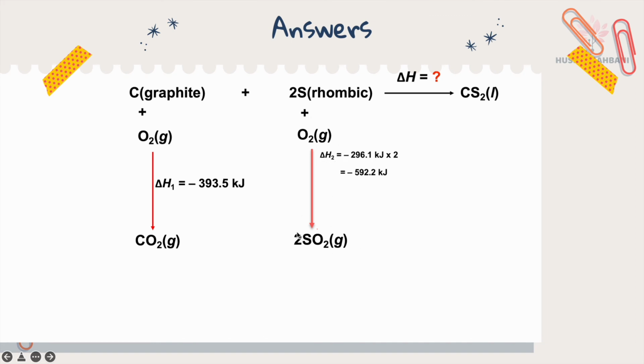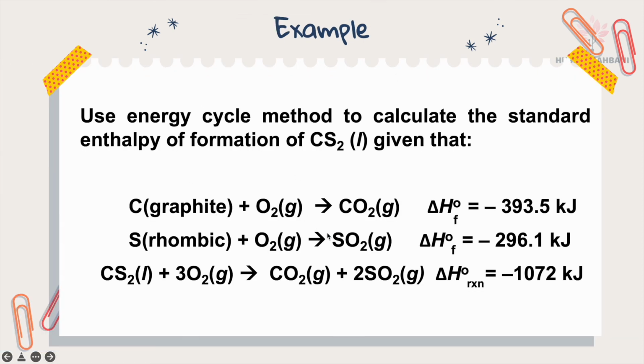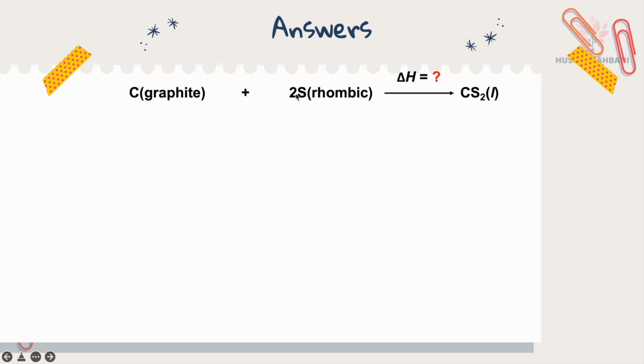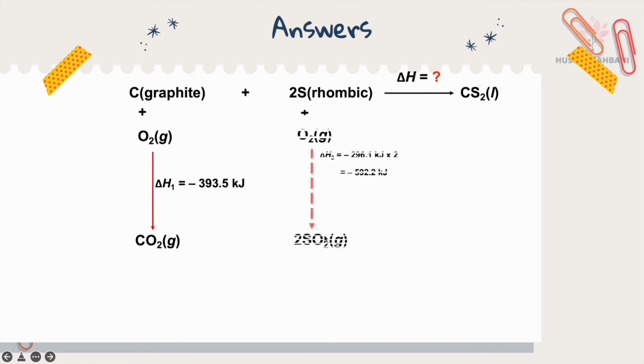Since this is 2 moles of SO2 produced, for this one, the delta H of formation is for 1 mole only. But since your S is 2 moles, you need 2 SO2 to balance the equation. When this is 2 moles of SO2, you need to multiply the delta H by 2. So it will be negative 592.2 kilojoules.